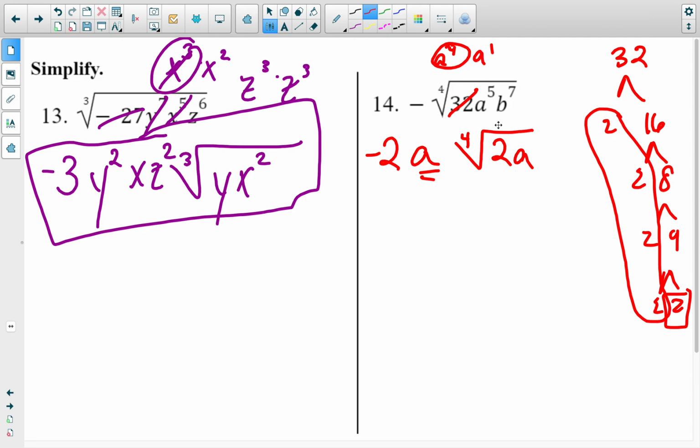All right, b to the 7th can be thought of as b to the 4th, b to the 3rd. So we'll have b to the 3rd here stuck inside. And then this b to the 4th, when we take the 4th root of it, is going to come out front as a b. That's all.